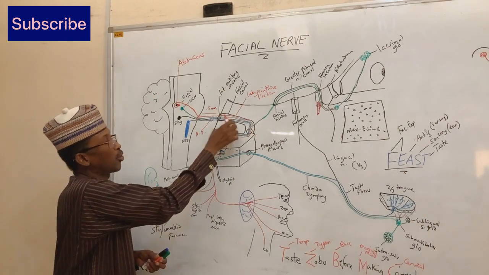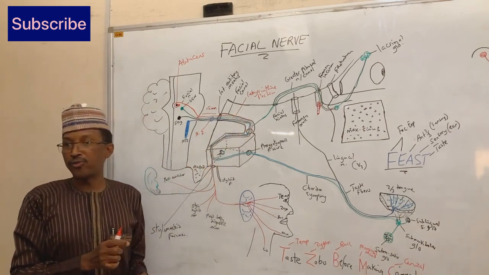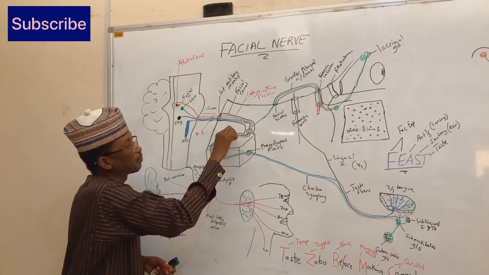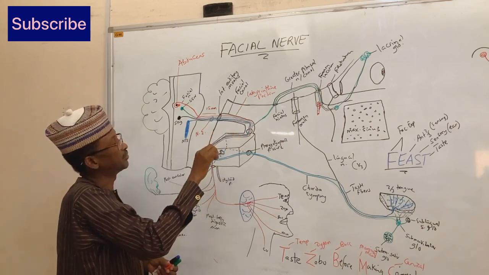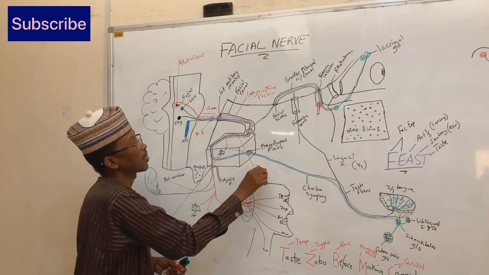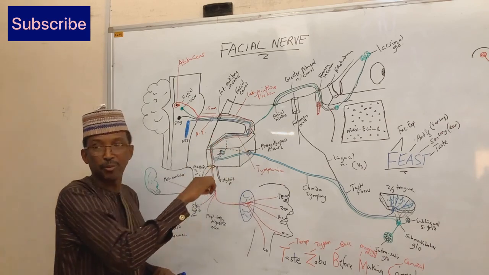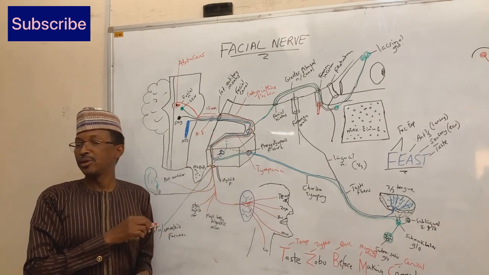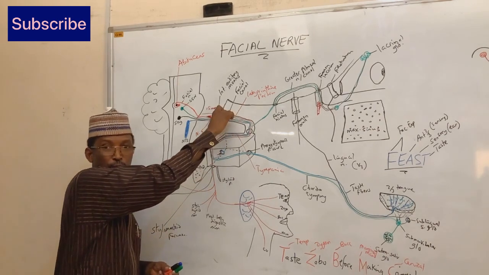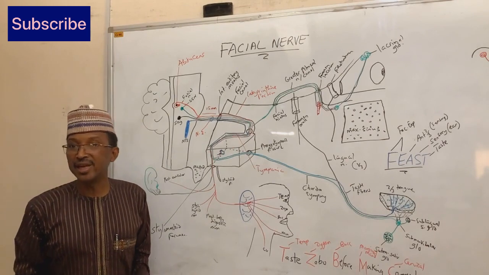This labyrinthine portion is directly above the vestibule of the inner ear. Then we also have what we call the tympanic portion of the facial canal. This is the tympanic part, or the horizontal part of the facial canal. So this labyrinthine portion can be considered as the oblique portion of the facial canal.